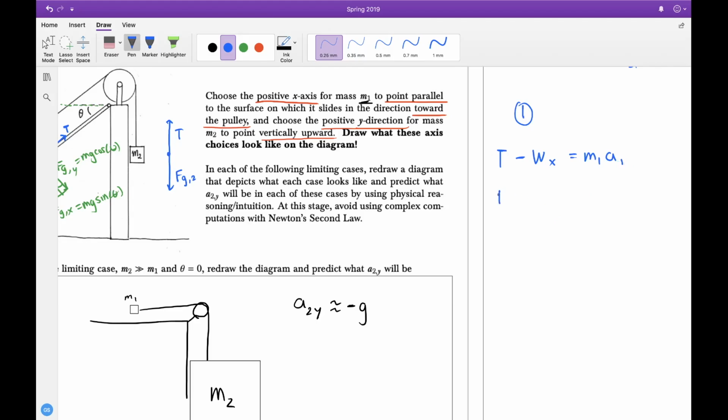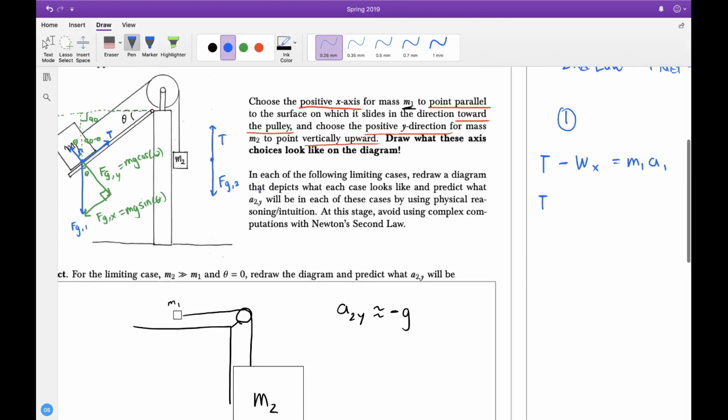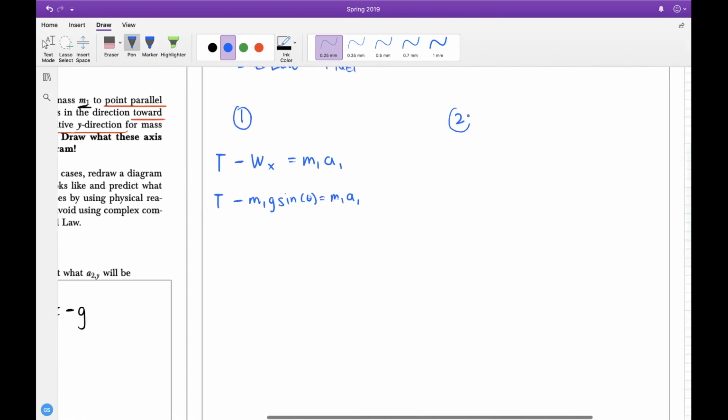And now T is just T for now at least. And Wx is actually just, we already figured that out, the weight, the force of gravity, is just mg sine theta. So we can subtract from here: m1g sine of theta equals m1a1.